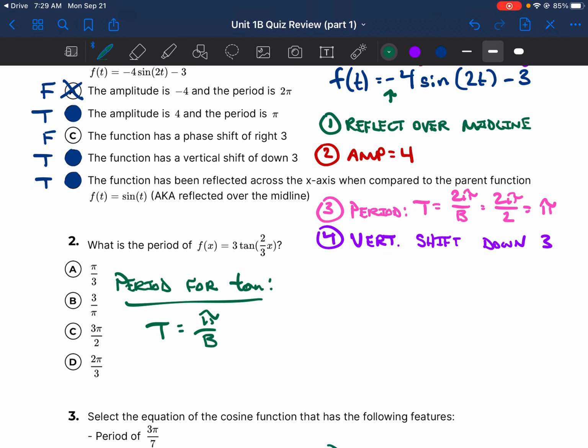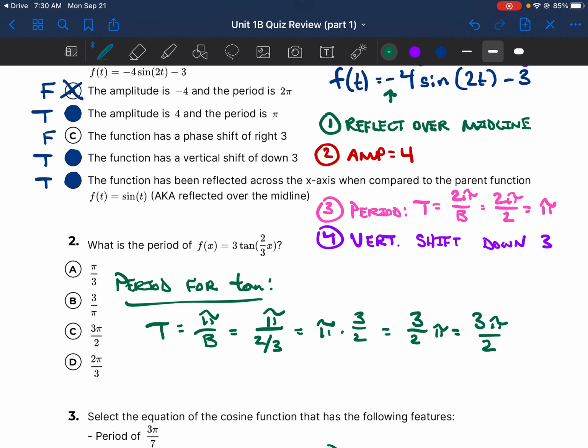Well, we have pi being divided by a fraction, so we'll do our keep change flip. That'll be pi times 3/2, which will equal 3/2 pi or 3 pi over 2. Both of those are the same. Okay, 3 pi over 2. All right, so 3 pi over 2, that's answer choice C.